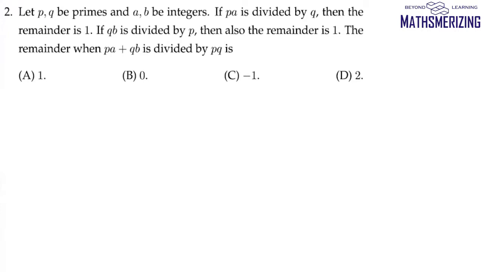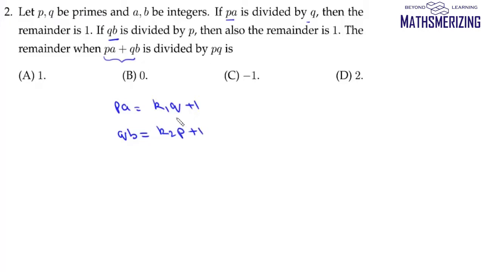Now question number 2 is, let P and Q be primes and A and B be integers. If PA is divided by Q, then the remainder is 1, and if QB is divided by P, then also the remainder is 1. We need to find the remainder when PA plus QB is divided by PQ. Now it says when PA is divided by Q, it leaves the remainder 1. So we can write PA as some K1 into Q plus 1, and the same way we can write QB equals K2P plus 1.